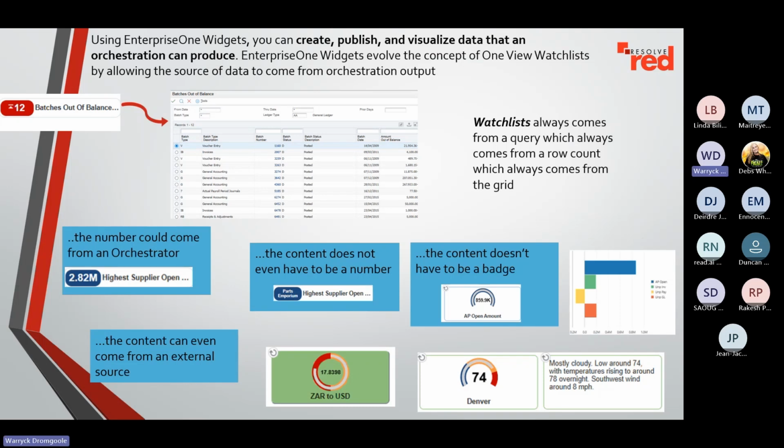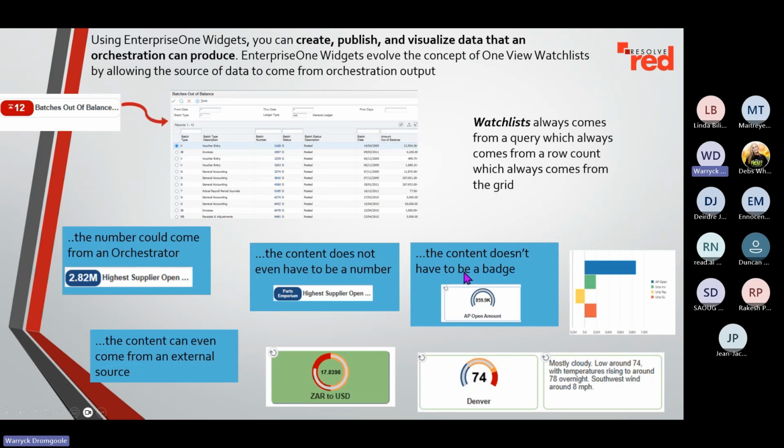Enterprise One widgets have evolved from the concept of the One View watch list by allowing the source of your data to come from your orchestrator output. With a watch list, the data would always come from a query, and it would always come from a row count from a specific application. But now, your data can come from an orchestrator. So I can display my AP open amount, or your data doesn't even have to be a number. I can fetch text and see which supplier is my highest open supplier.